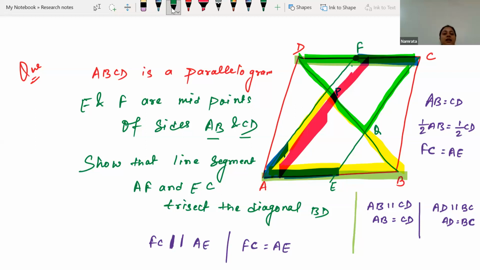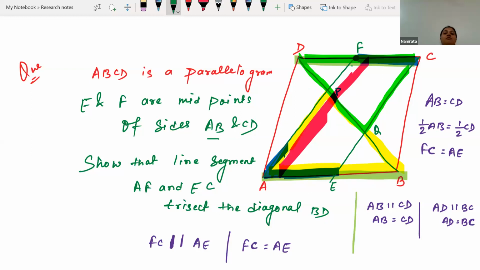So the diagonal BD is getting cut in three equal parts. This is X, this is X, this is also X. Like each and every measurement is the same. That's what we have to prove over here.